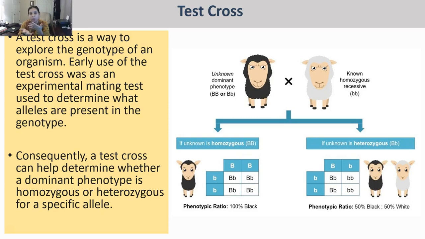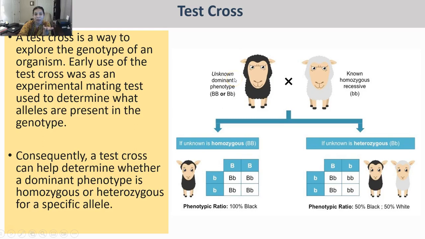A long time ago it was used as an experimental mating test to see if we could find alleles of different types present inside what looked like a dominant individual. It can help us determine whether our dominant phenotype is homozygous or heterozygous for a particular allele in a given individual. So here we have an unknown dominant phenotype.